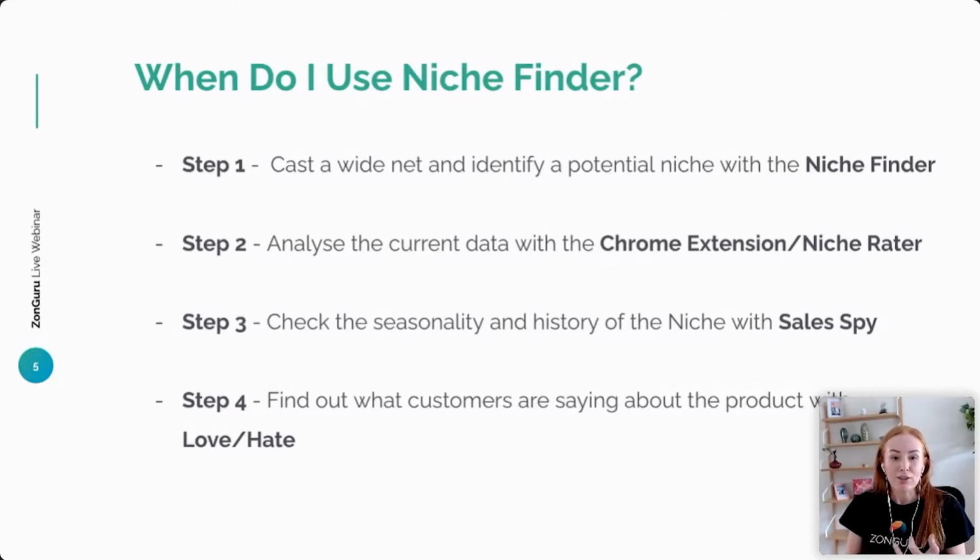details about the niche, how it's tracking now, how it's tracked historically. Step 4 is to find out what pain points aren't being solved and what do your customers really love and hate about the products that are in that niche at the moment. So what can you do better?